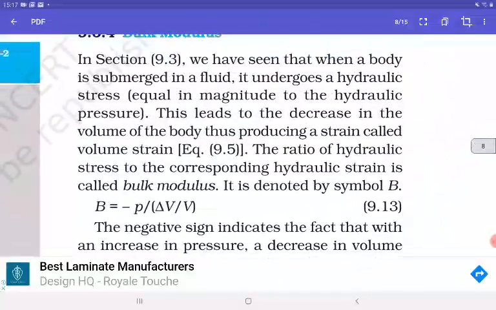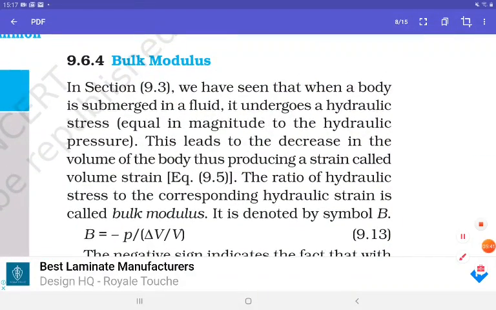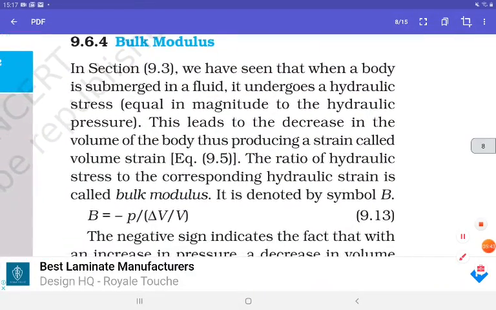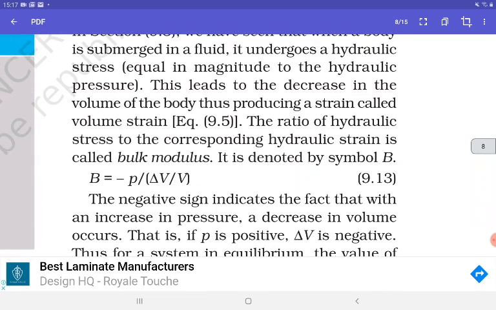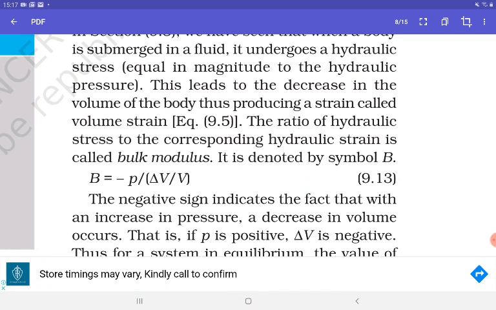Now let's understand the bulk modulus. In section 9.3, we have seen that when a body is submerged in fluid, it undergoes a hydraulic stress. This leads to a decrease in the volume of the body, thus producing a strain called volume strain. The ratio of hydraulic stress to the corresponding hydraulic strain is called bulk modulus.